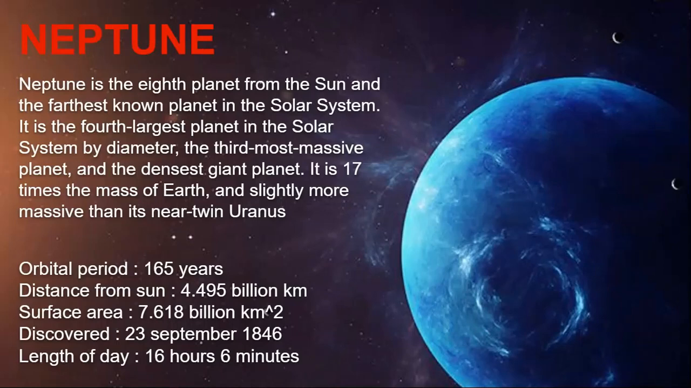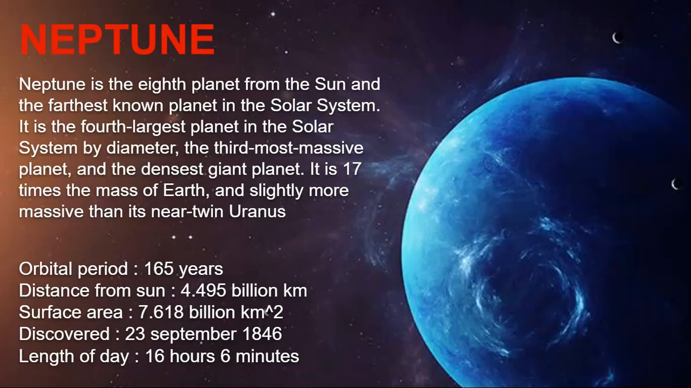Now let us talk about Neptune. Neptune is the eighth planet from the Sun and the farthest known planet in the solar system. It is the fourth largest planet in the solar system by diameter, the third most massive planet, and the densest giant planet. It is 17 times the mass of the Earth and is slightly more massive than its near twin Uranus. Its orbital period is 165 years.